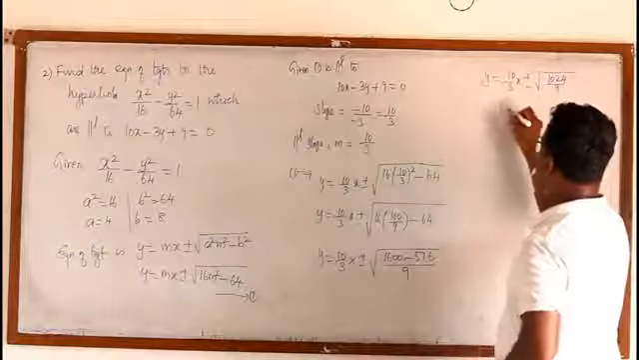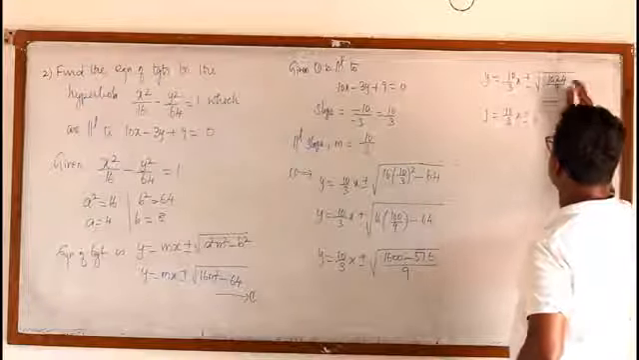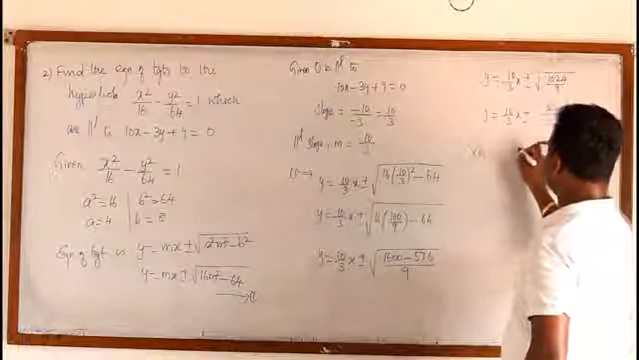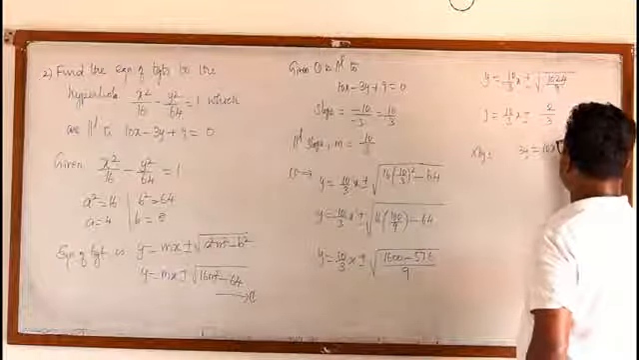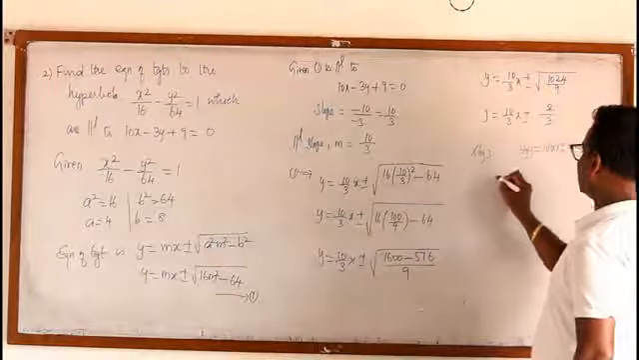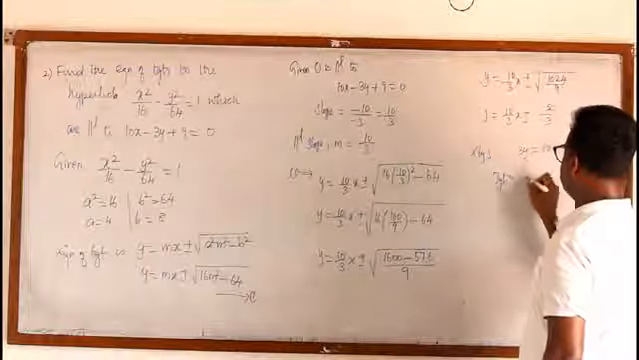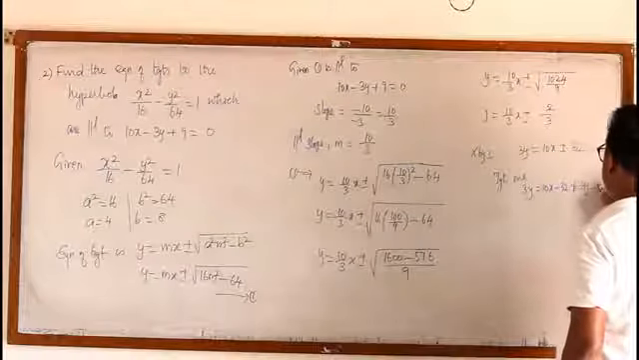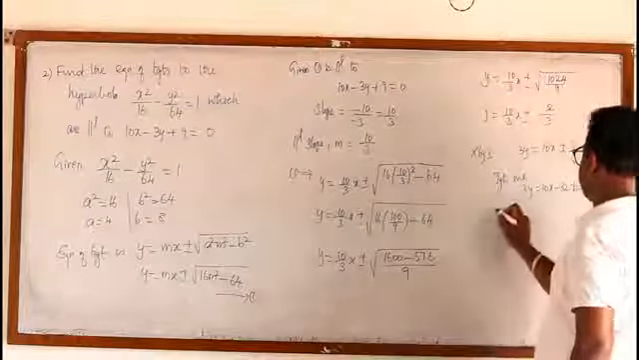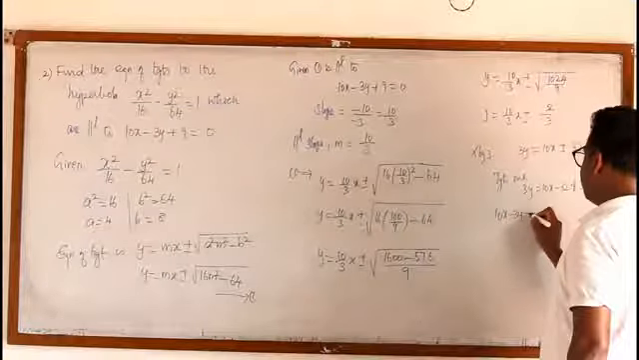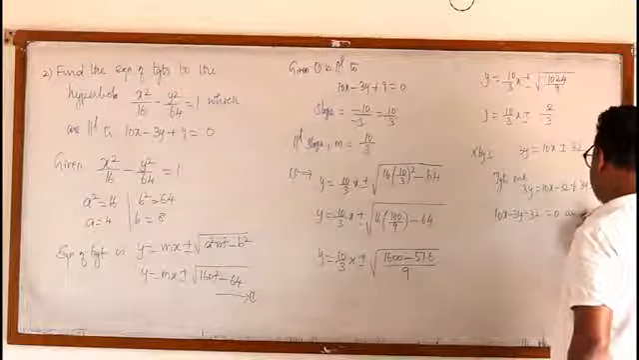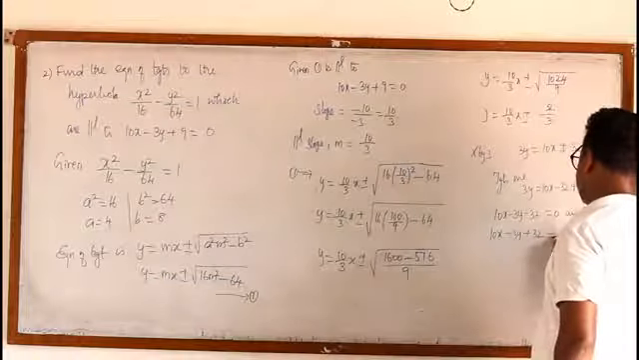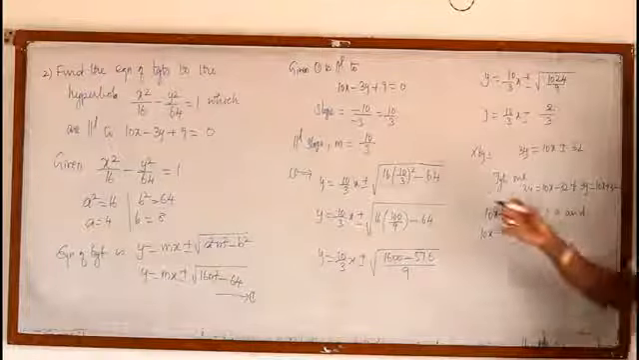So y equal to 10 by 3x plus or minus. We know the root of 1024 is 32, so 32 by 3. Now shall I multiply by 3? It is 3y equal to 10x plus or minus 32. Therefore, the tangents are 3y equal to 10x minus 32 and 3y equal to 10x plus 32. That is, 10x minus 3y minus 32 equal to 0 and 10x minus 3y plus 32 equal to 0 are the two tangents.